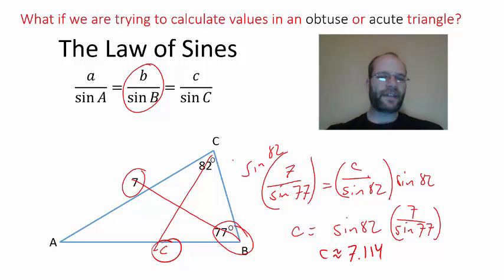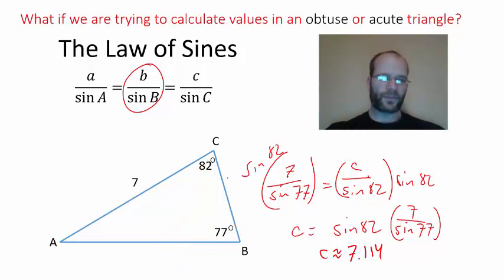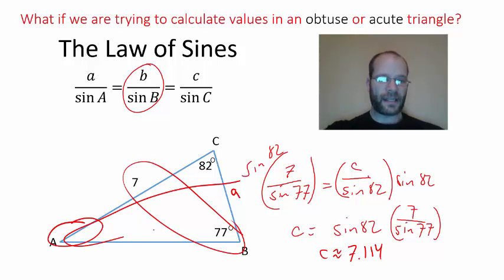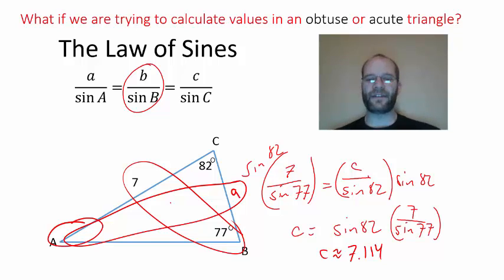Notice that if I wanted to find CB in this problem, which we would denote with the variable A, we can use the triangle angle sum theorem to find the measure of angle A. And then again, I can draw a comparison here and here using the law of sines, and I can find that value very easily. Let's look at the law of cosines.